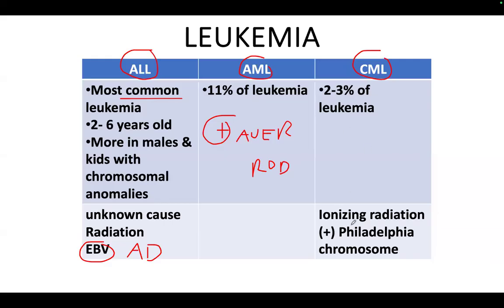CML has the famous Philadelphia chromosome. Now, can anyone tell me specifically what is the translocation? Which chromosome is the translocation for the Philadelphia chromosome? We know it's chromosome 22, but where is the translocation? It's 9 and 22. Okay, very good. It's t(9;22). Very good.